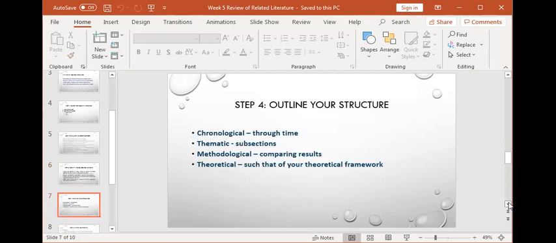Next, we outline your structure. So when we outline the structure, it could be chronological. When we say chronological, the earliest to the latest, or from the latest to the earliest. Chronological, meaning to say through time. Majority of the researches, especially in the master's degree or undergraduate, is about thematic, meaning to say may subsections. What do we mean when we say subsections? Nablang may per topic nga ginahatag. What I gave you as an example is a thematic type of outline for your related literature.